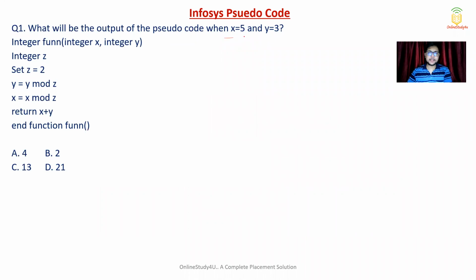We have two integers x and y. The value of x is 5, the value of y is 3, and we have an integer z whose value is 2. Now y is set to y mod z, that is 3 mod 2. What does the mod operator do? It simply gives me the remainder if we divide 3 by 2. So my remainder is 1. The mod operator simply gives me the remainder. Now y changes to 1.